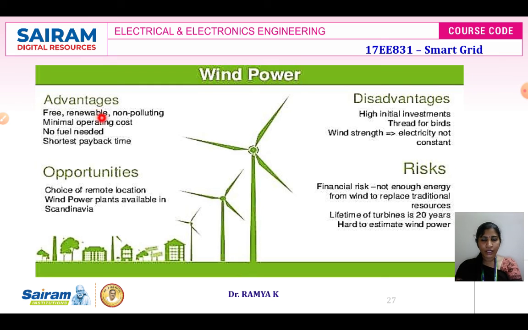The main advantage is that it is non-polluting because it is a renewable energy resource. Disadvantages of wind power plant are high installation cost, threat for birds, and wind strength, so the electricity is not constant. Why? Because the wind is going to vary and hence it will be continuously varying in nature. And the opportunity of using it is you can use this wind power plant in a remote location.